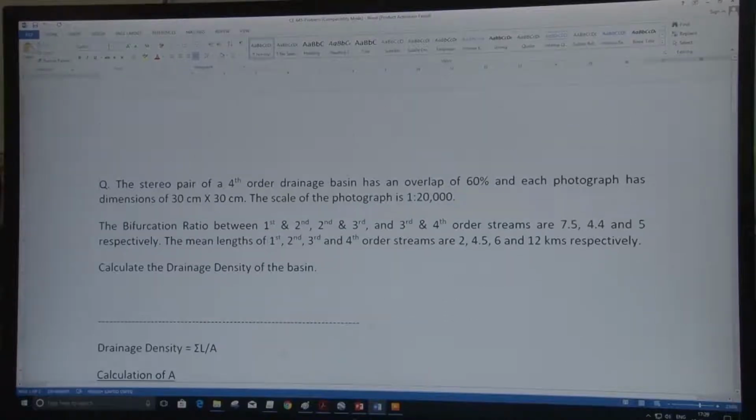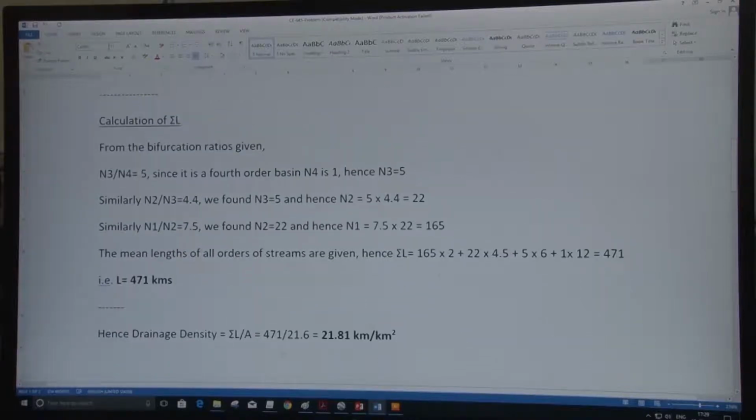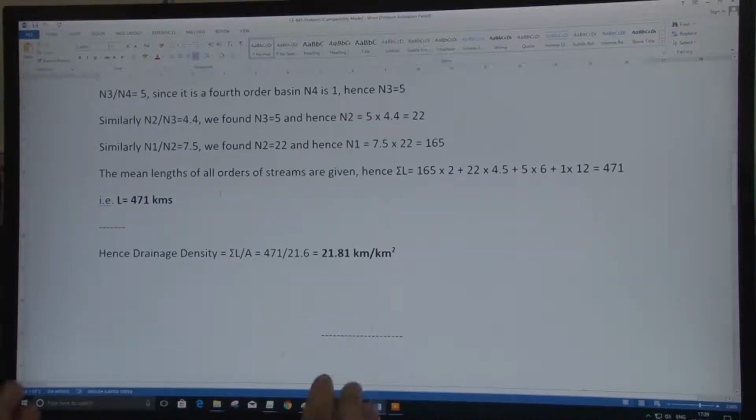Similarly, the mean length of the streams in the second order is 4.5. You can suppose it, it is just for exercise. This is the mean length. So first count the total number of streams in the second order, then multiply it by the mean length. Similarly for the third order and the fourth order. By adding up all these, you will get the total length of the streams, that is 471 kilometers, after considering the scale.